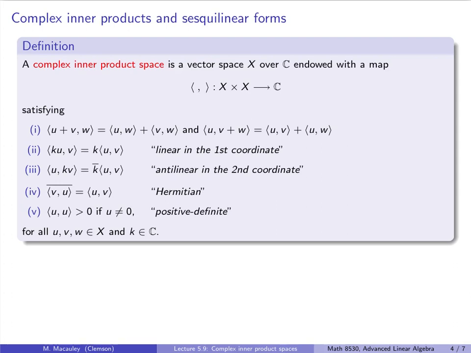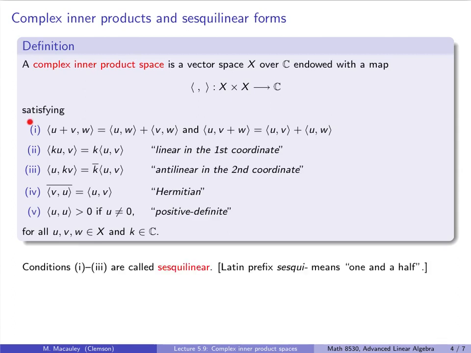Now I do want to say, notice that this is not an alternate definition of a real inner product space. If we restrict ourselves to vectors where the coefficients are real numbers, and scalars k that are real numbers, then our definition agrees with the definition of a real inner product space. In other words, if k is real, then this is linear in both coordinates, so it's bilinear, and it's also symmetric because the complex conjugate of any real number is itself.